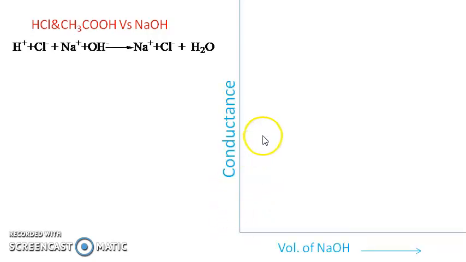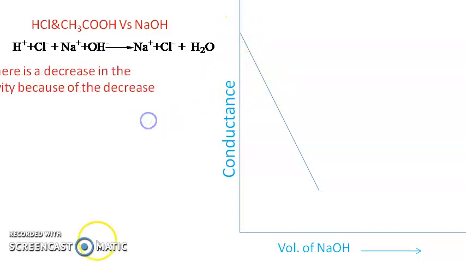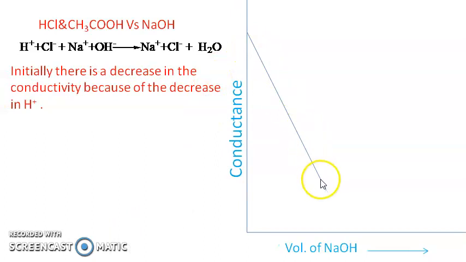Now let us see how the graph will appear. As I said earlier, initially the reaction will be between HCl and NaOH. So the initial graph will look like the starting arm of a reaction between a strong acid and a strong base. That is, the conductance value decreases steeply. That is because you are taking away all the H plus ions present in the HCl by adding NaOH. What you get is NaCl and H2O. Both NaCl, Na plus and Cl minus, are not going to contribute much, and even H2O does not contribute much to the conductance. So the decrease of H plus ions results in the decrease in the conductance.